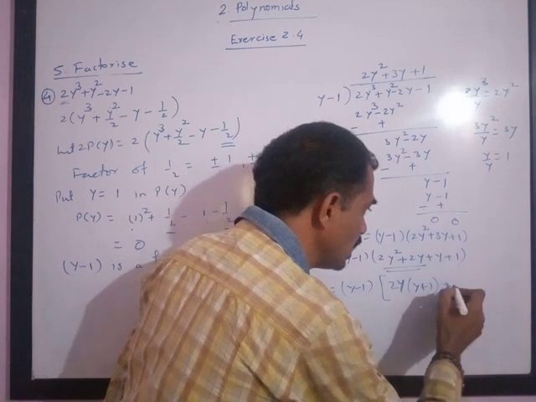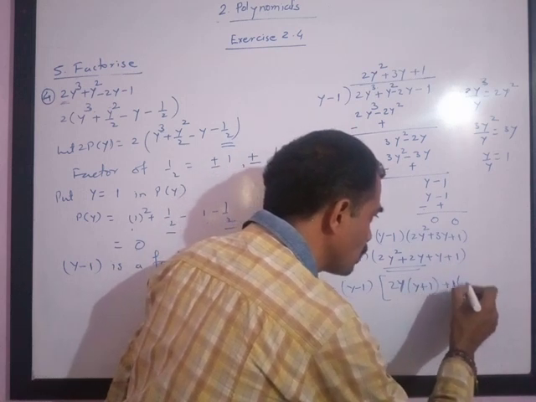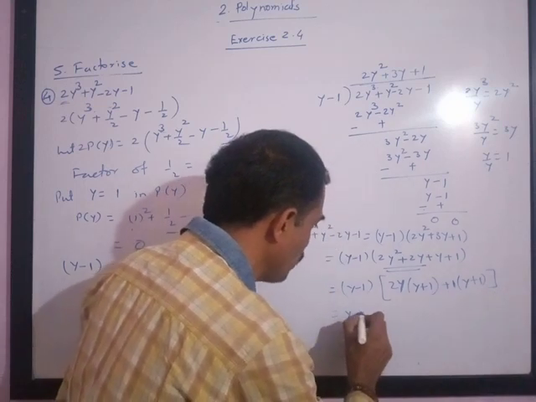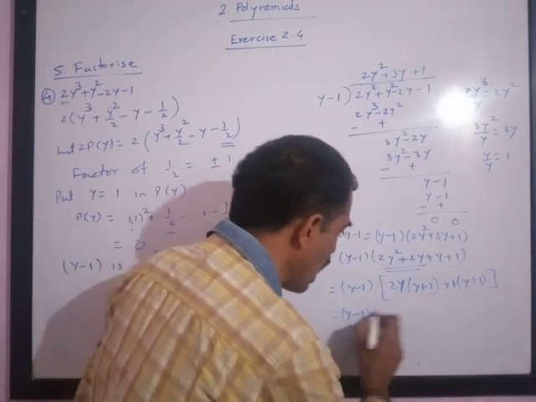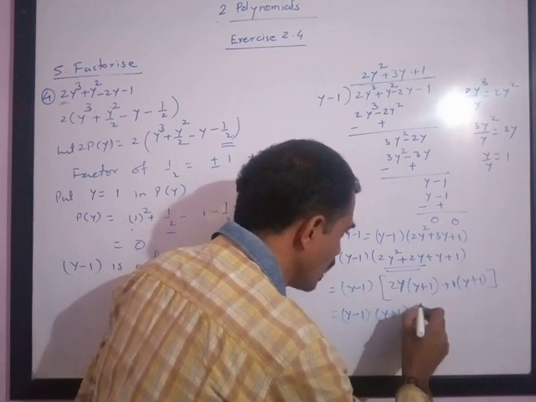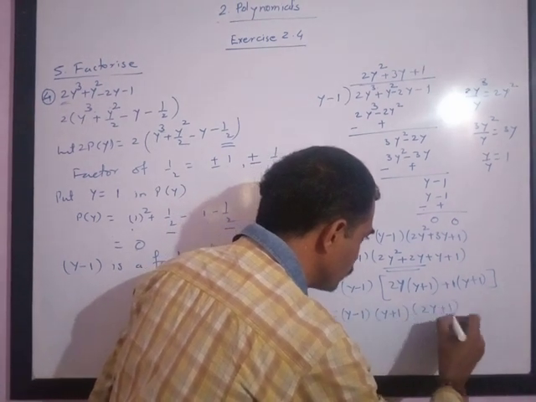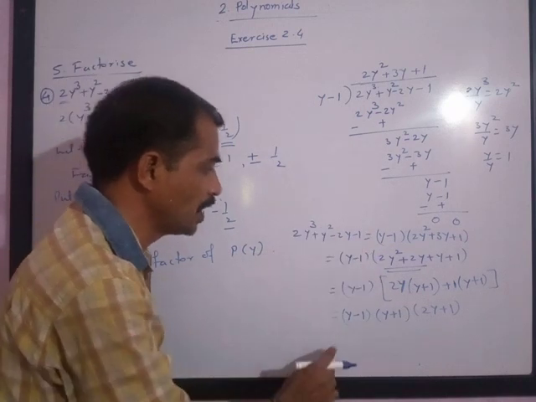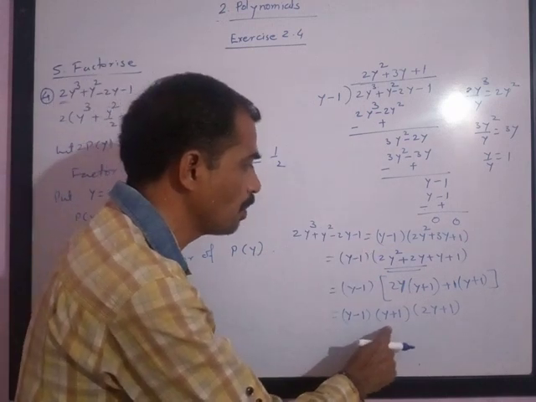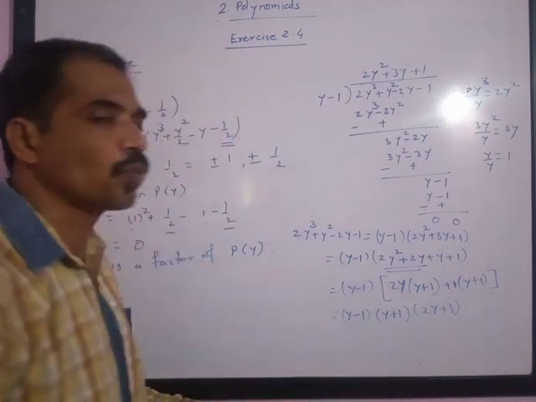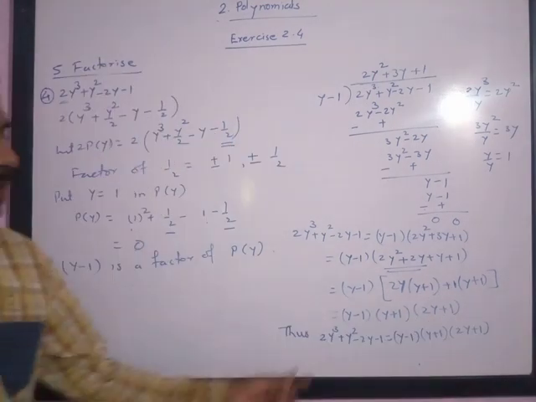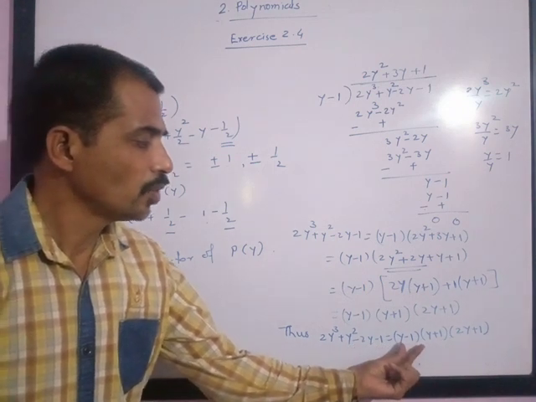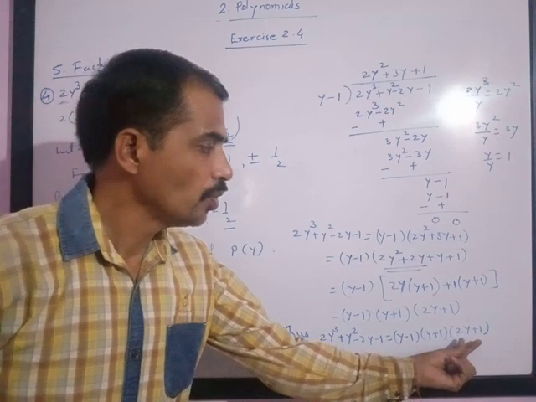From here nothing can be taken common, which means 1 is always possible to take common. So you will get y minus 1 into y plus 1 and 2y plus 1. So we have got 2y cube plus y square minus 2y minus 1 is equal to y minus 1 into y plus 1 into 2y plus 1. Thus 2y cube plus y square minus 2y minus 1 is equal to y minus 1 into y plus 1 into y plus 1.